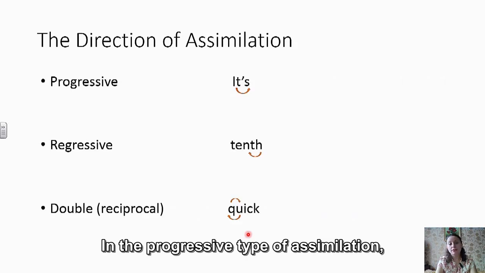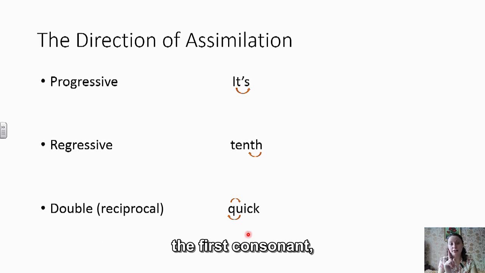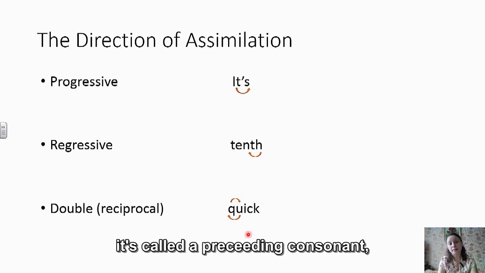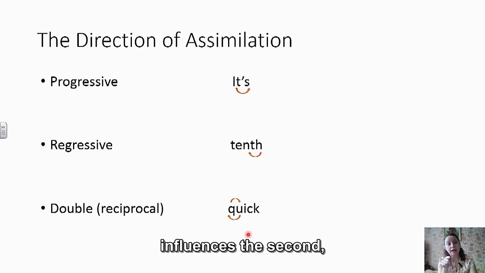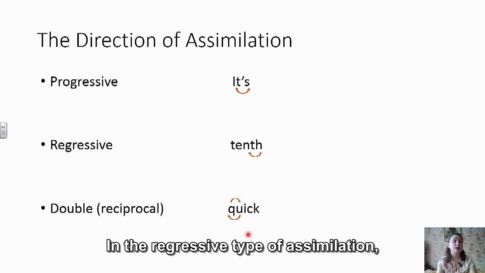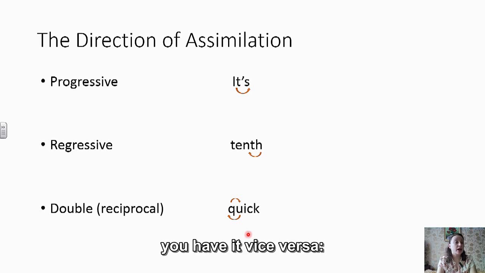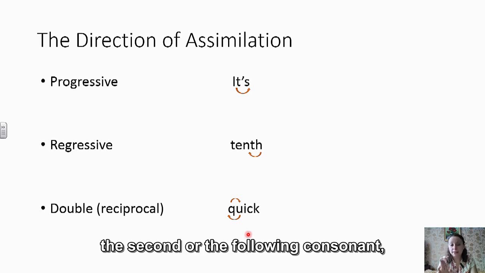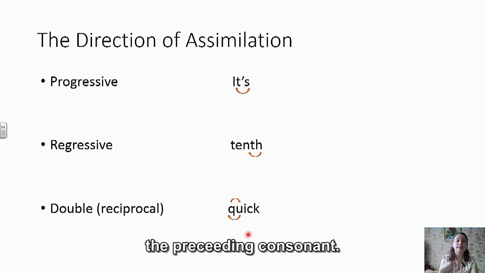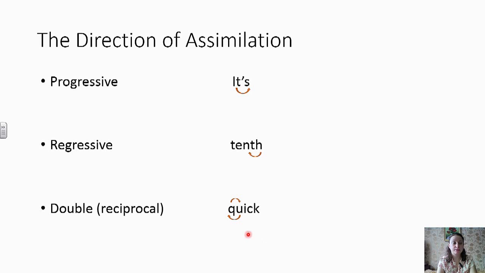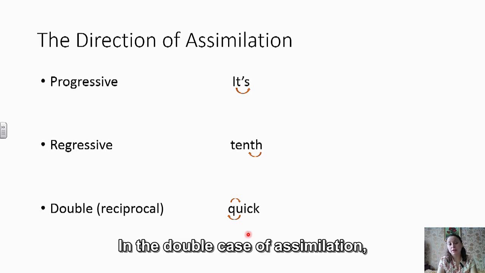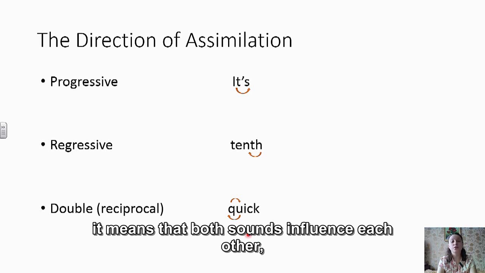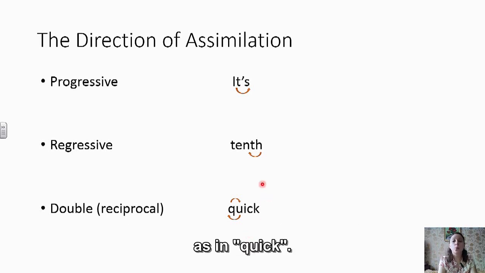In the progressive type of assimilation, the first consonant, the preceding consonant, influences the second, the following consonant. In the regressive type of assimilation, you have vice versa. The second or the following consonant influences the first, the preceding consonant. In the double case of assimilation, you have a reciprocal influence. It means that both sounds influence each other, as in quick.